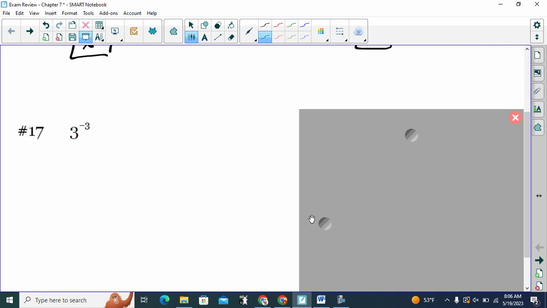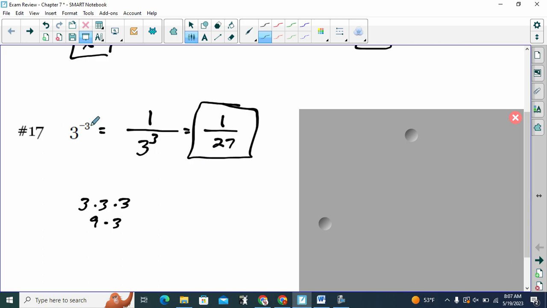Number 17, we are given 3 to the negative third power. Negative exponents get moved down to the bottom. If they're on the top, they get moved down to the bottom, and we make the exponent positive. So instead of 3 to the negative third, that's the same thing as 1 over 3 to the third. Three to the third means 3 times 3 times 3. 3 times 3 is 9, times 3 gives me 27. 1 over 27.